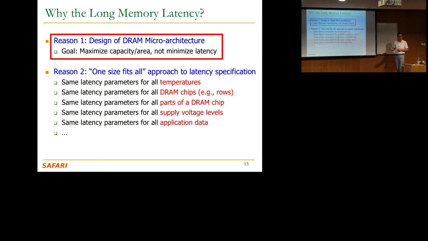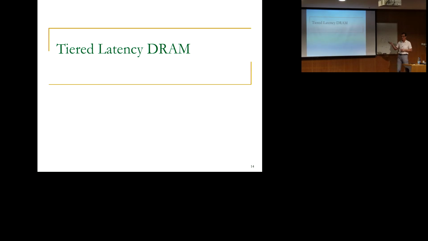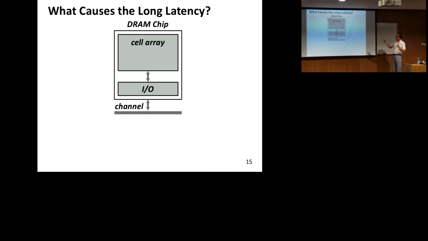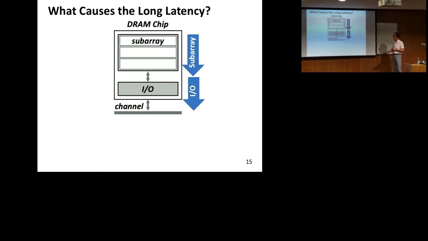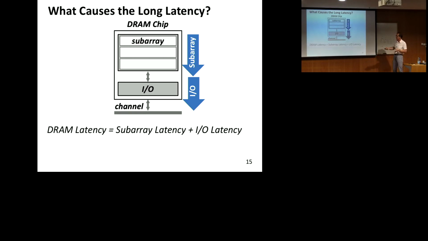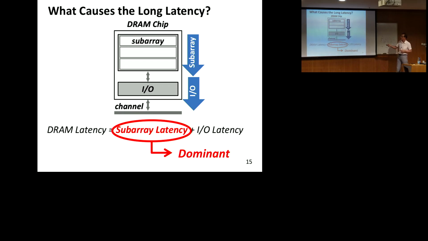So let's look at the first reason over here. I'm going to introduce the idea of tiered latency DRAM. Let's look at the latency components in a DRAM chip. You already know this structure. You have subarrays, and you have I/O access latency in DRAM. DRAM latency is the subarray latency plus I/O latency. And it turns out the subarray is the dominant part, because you can actually play a lot of tricks over here, like prefetching to overlap the I/O access latency, whereas it's very difficult to overlap the subarray access latency, unless you do subarray level parallelism. But that's a latency tolerance technique. That's not a latency reduction technique.